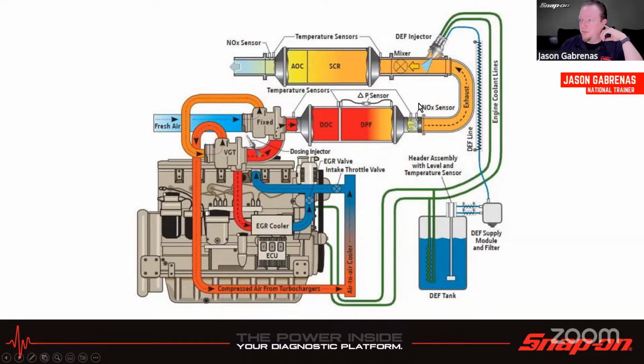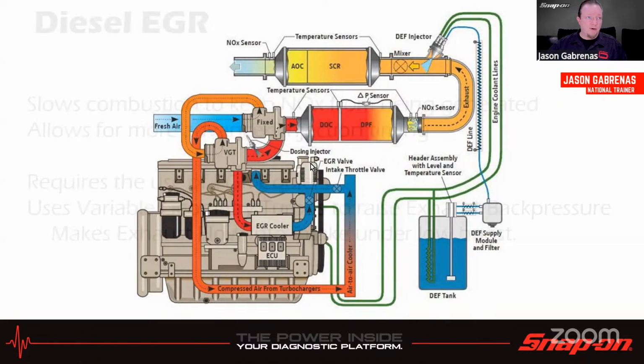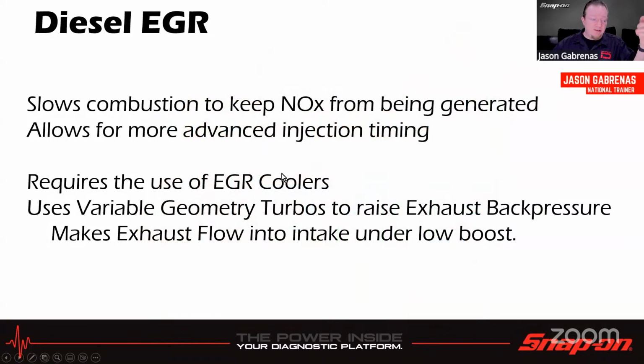We need multiple NOx sensors. We're going to talk about those as well. So it's going to measure the NOx going into the SCR, and it's the SCR's job to reduce the amount of NOx or oxides of nitrogen coming out the back. So the vehicle uses that to compare the inlet and the outlet there, plus multiple temperature sensors along the way as well. So diesel EGR is going to slow combustion to keep NOx or oxides of nitrogen from being generated.